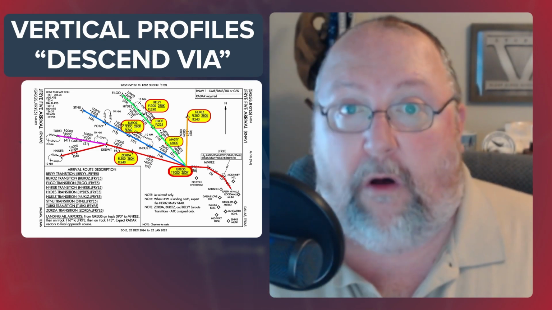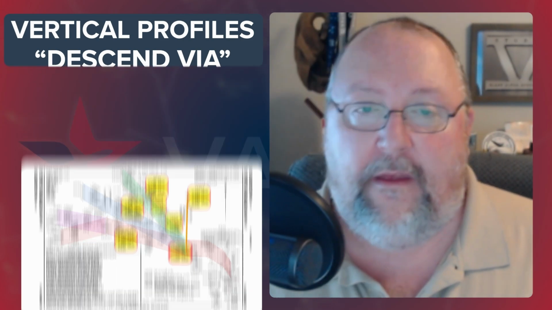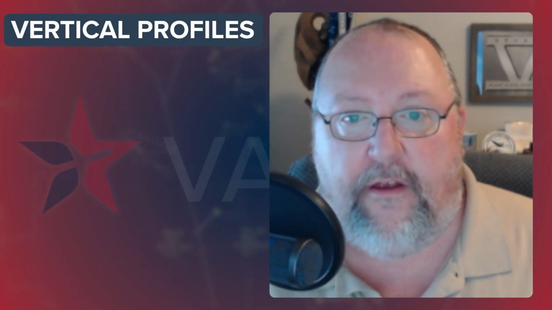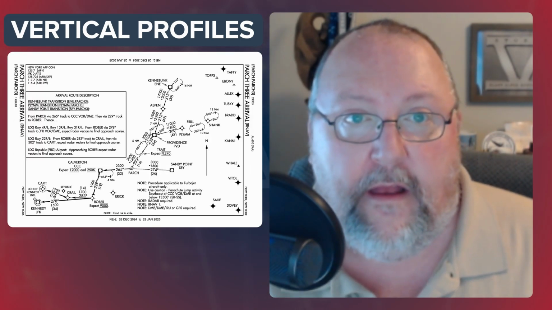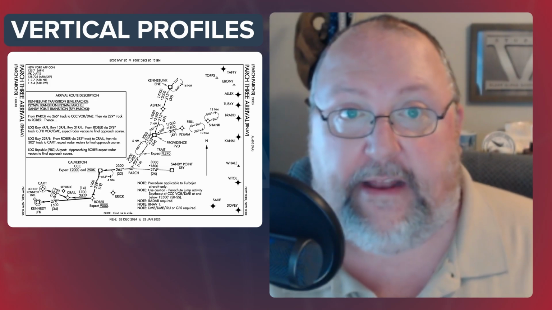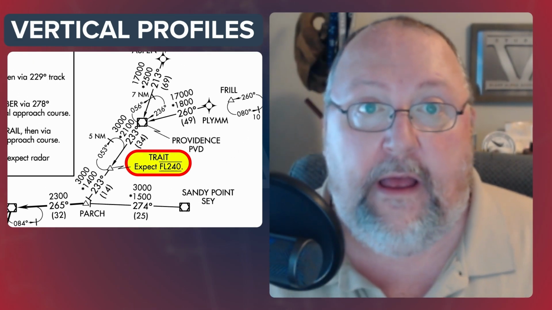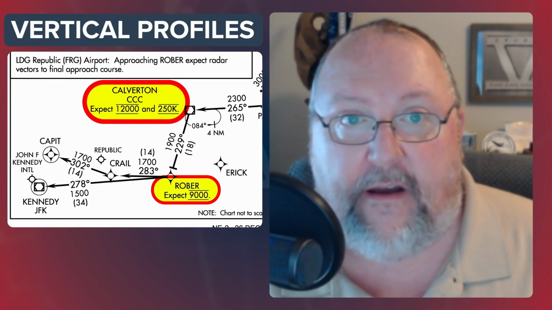Descend via the arrival only clears you as low as the lowest point published on that arrival. The second type of STAR doesn't have those altitude restrictions. Let's look at the PARCH 3 arrival into John F. Kennedy. Note here that we have some expected altitudes. At TRAIT, expect flight level 240. At Calverton, expect 12,000. At ROBER, expect 9,000.